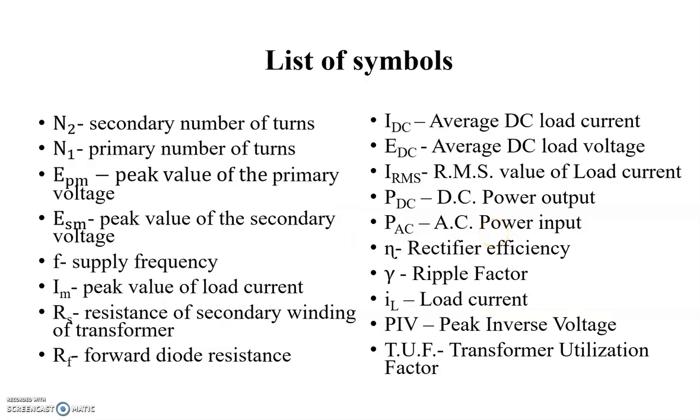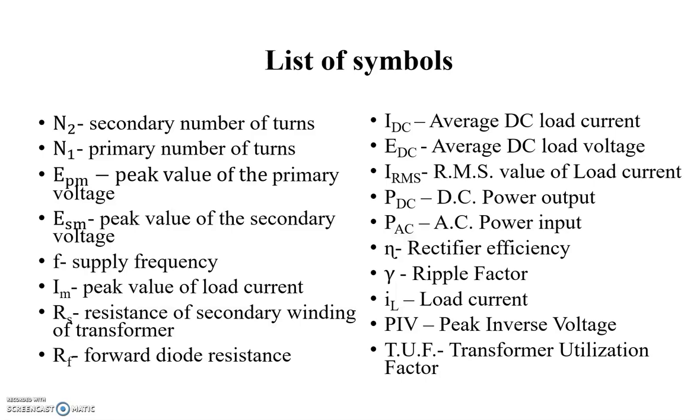Next, the symbols which are used in this unit are listed below. N2 is the secondary number of turns. N1 is the primary number of turns. EPM is the peak value of primary voltage. ESM is the peak value of secondary voltage. F is the supply frequency. IM is the peak value of the load current. RS is the resistance of the secondary winding of the transformer. RF is the forward diode resistance.